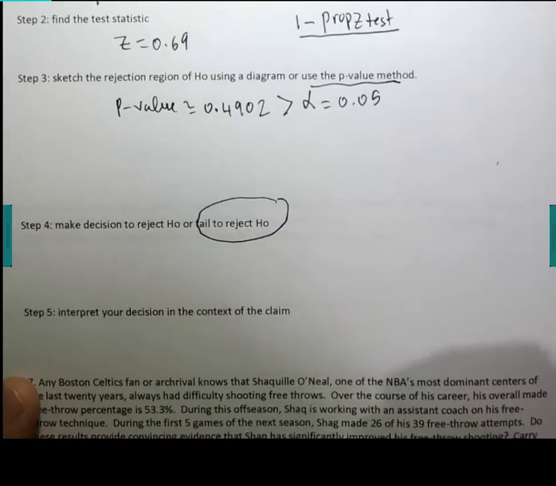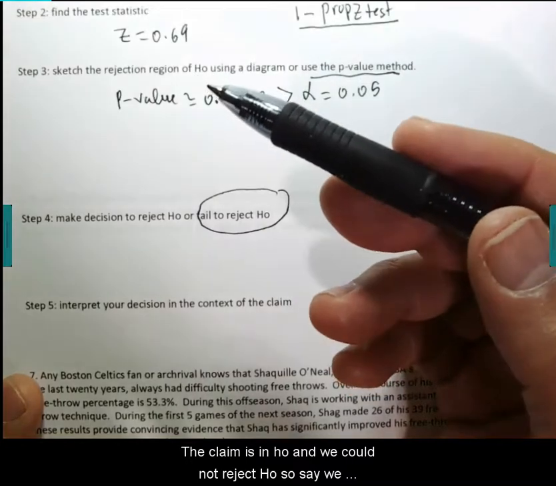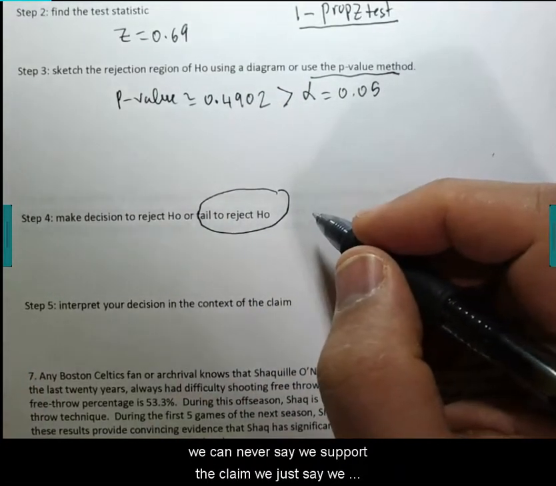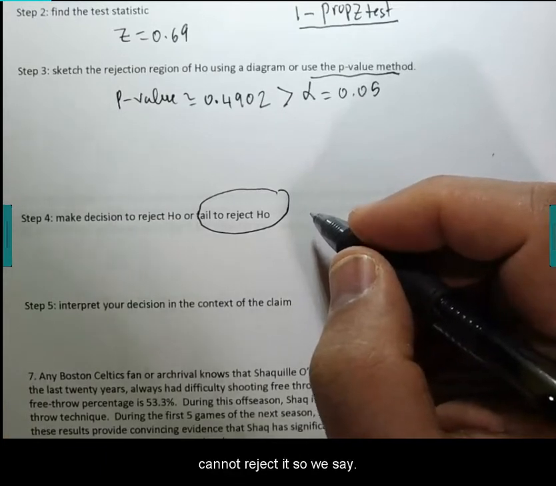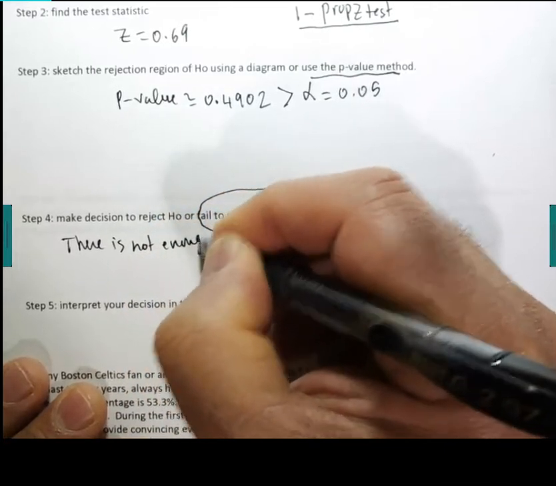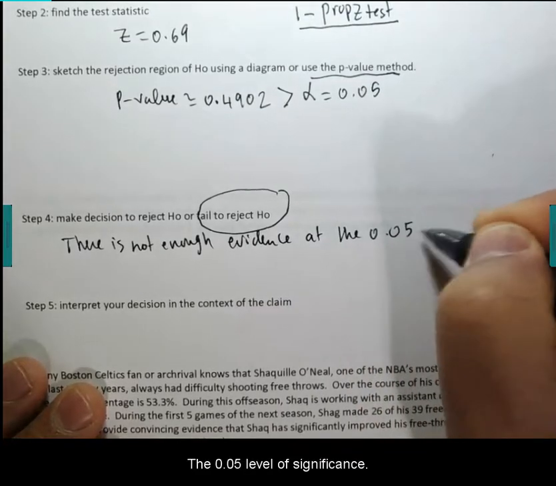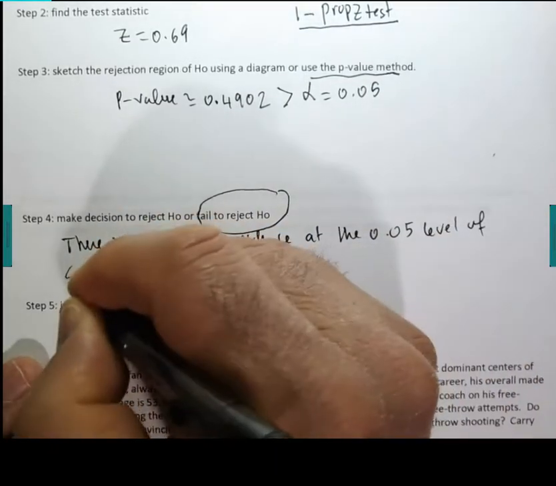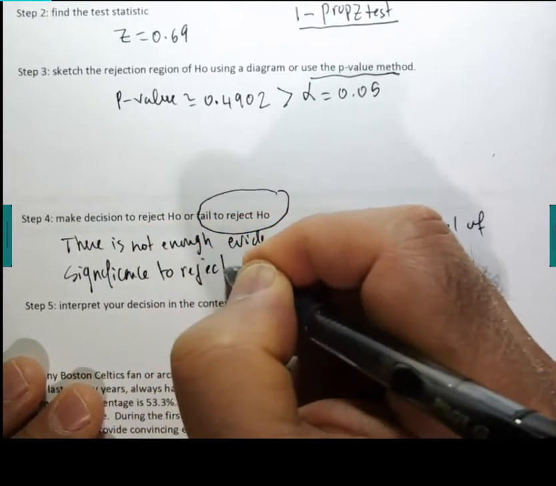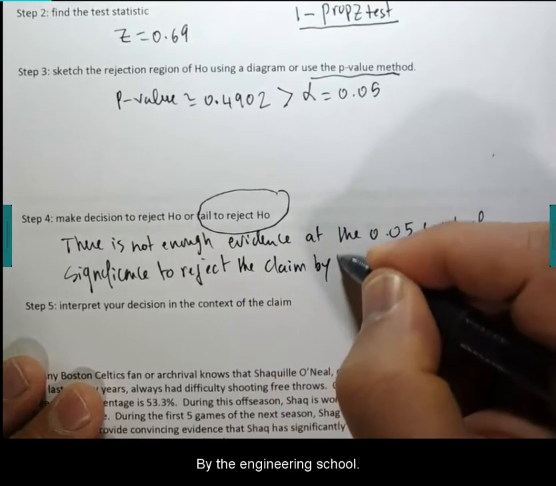Interpret your decision now. How do you interpret your decision? The claim is in H0, and we could not reject H0. So we say we cannot reject the claim. If the claim is in H0, we can never say we support it. We just say we cannot reject it. So we say there is not enough evidence at the 0.05 level of significance to reject the claim by the engineering school.